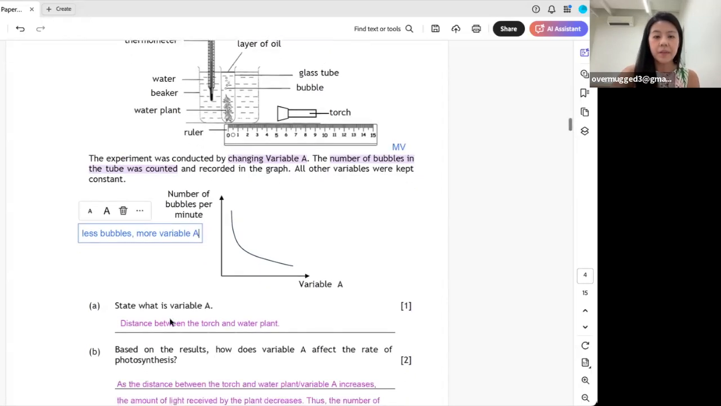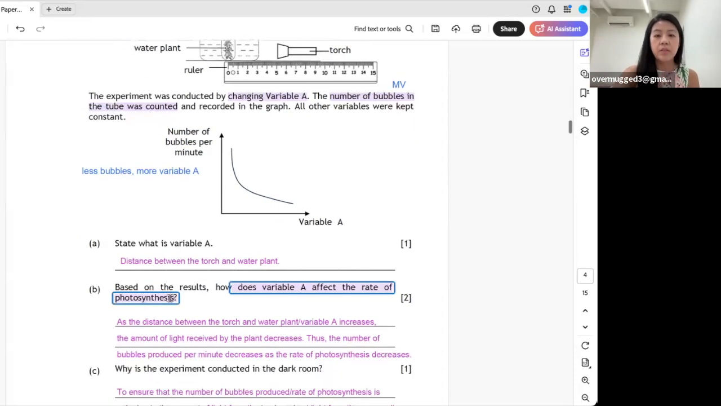Now, next thing, based on the results, how does variable A affect the rate of photosynthesis? How does one variable affect the other variable? Now, the results from the experiment here actually shows the number of bubbles. It doesn't tell you straight away or directly the rate of photosynthesis. So this question requires you to draw an extra link, okay? You need to link the distance.